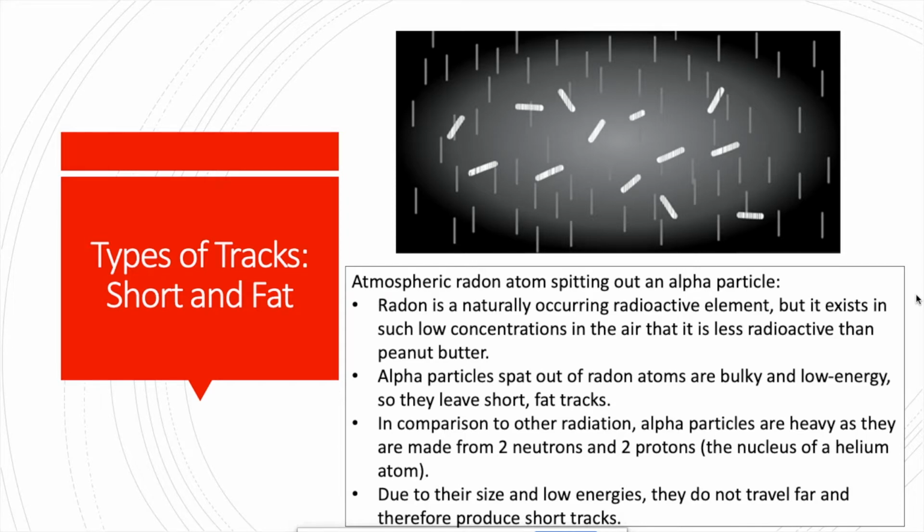So short and fat is one of the options. What you're seeing is atmospheric radon atoms spitting out an alpha particle. Radon is a naturally occurring radioactive element, but it exists in such low concentrations in the air that it is less radioactive than peanut butter in total. There are certainly houses, and especially I guess in the Salt Lake Valley, that tend to have more radon than normal, and you can get a radon testing kit.